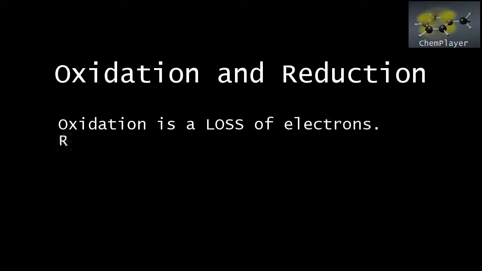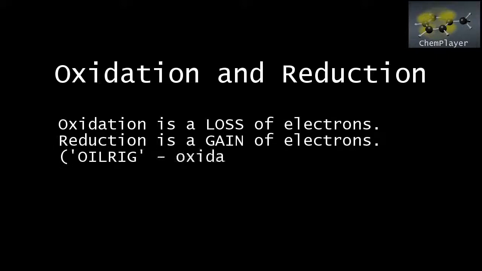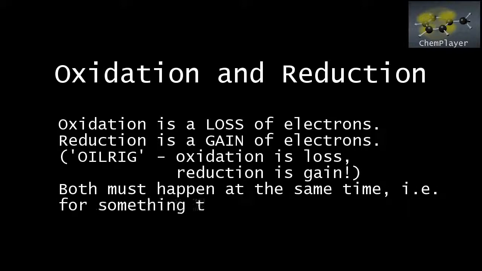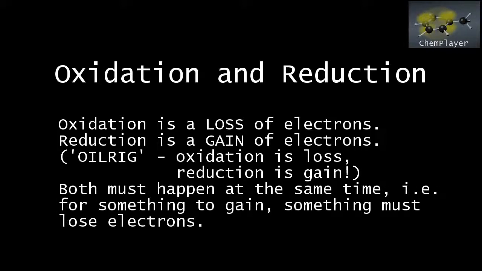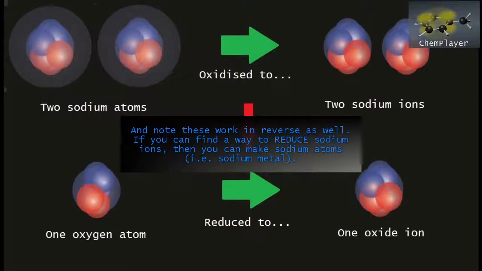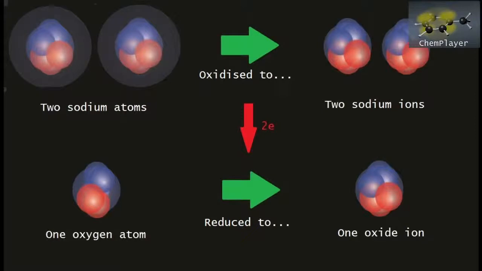Oxidation is a loss of electrons. Reduction is a gain in electrons. Note that they do have to happen at the same time, because for something to gain an electron something else has to lose it. So in our reaction, sodium gets oxidized and oxygen gets reduced. And likewise, if you can find a way to reduce sodium ions then you will end up with sodium atoms, i.e. sodium metal. That's all we're going to cover in this video.